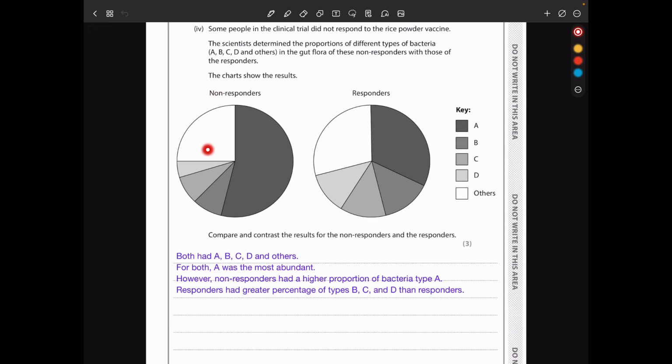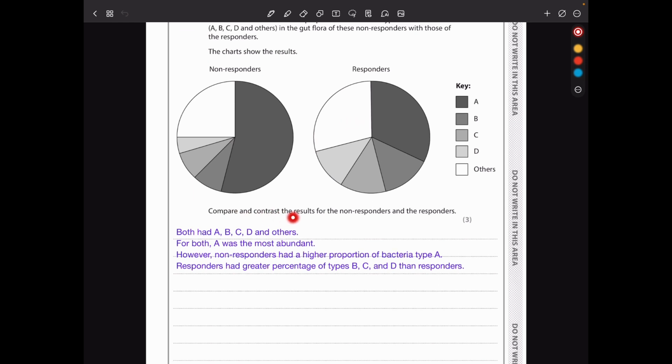So here we see for non-responders and responders, A was higher in the non-responders in comparison to the responders, and B, C, and D were higher here in comparison to that, and of course others were higher here in comparison to that.